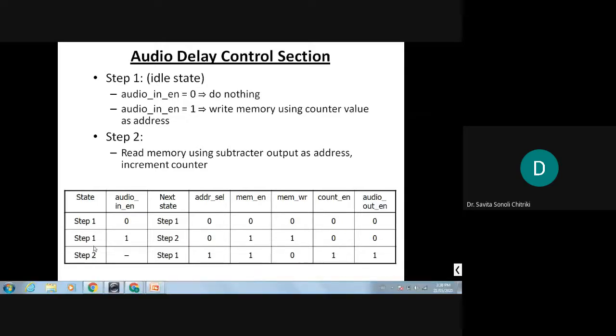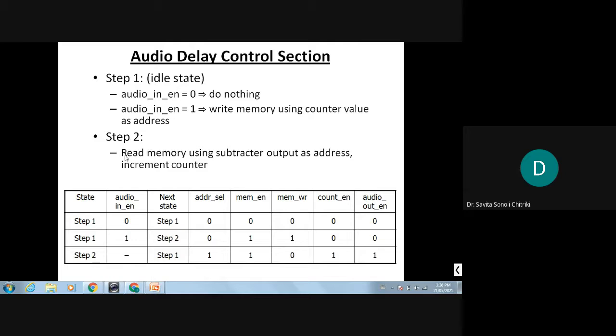So see here. In step 1, audio in enable has gone high. Address select is 0, which means the address is generated directly from the counter. That is, we write to memory using the counter value as the address. So memory enable should be 1, and memory write should also be 1 because you are writing into the memory. Count enable and audio out enable are 0, 0 because you are writing.